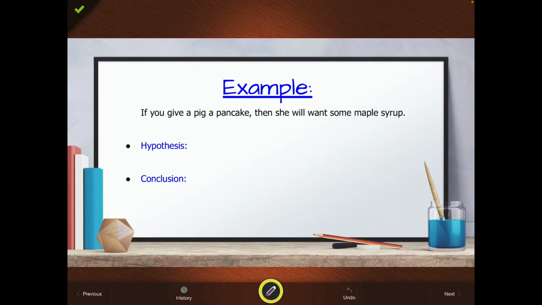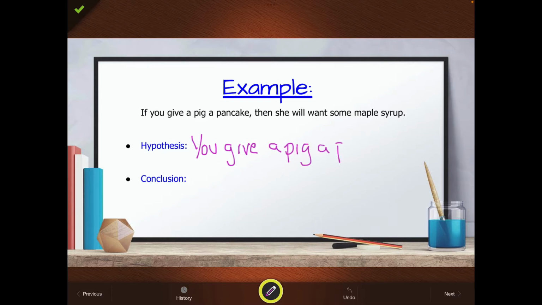So again, from our book yesterday, if you give a pig a pancake, then she will want some maple syrup. So the first thing we're going to do is identify the hypothesis and the conclusion. So Matthew, if you give a pig a pancake, then she will want some maple syrup. What's our hypothesis? Our hypothesis comes after the word if, yes. Good. You give a pig a pancake is your hypothesis.